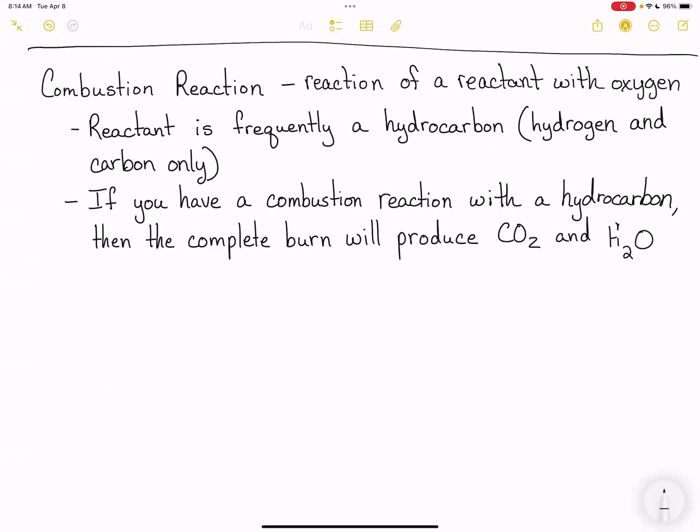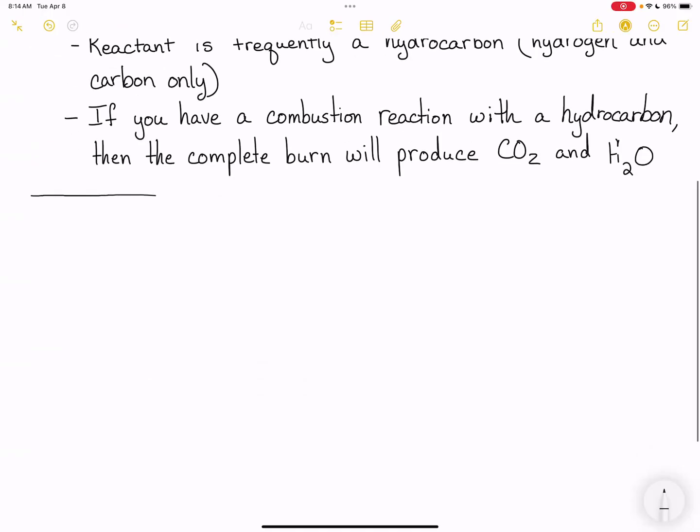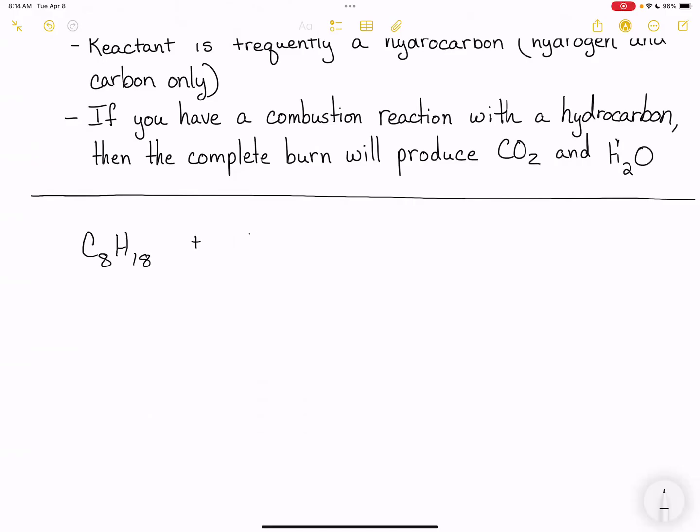Okay, so let's just look at octane. The combustion of octane is C8H18. If it's combustion, that means one of the reactants is oxygen. And if it's a clean combustion, a complete burn, then the two products are going to be carbon dioxide and water.